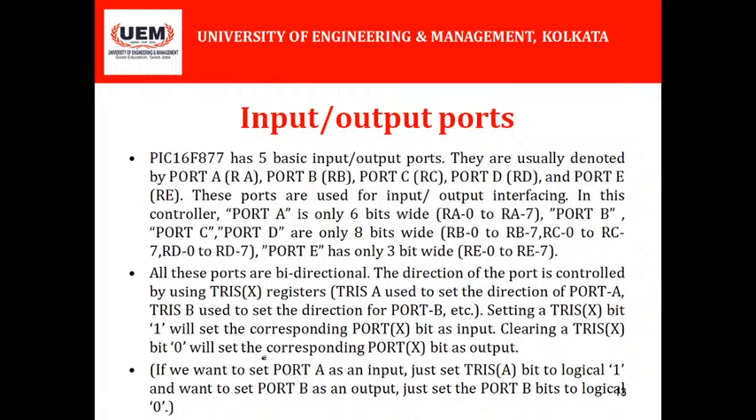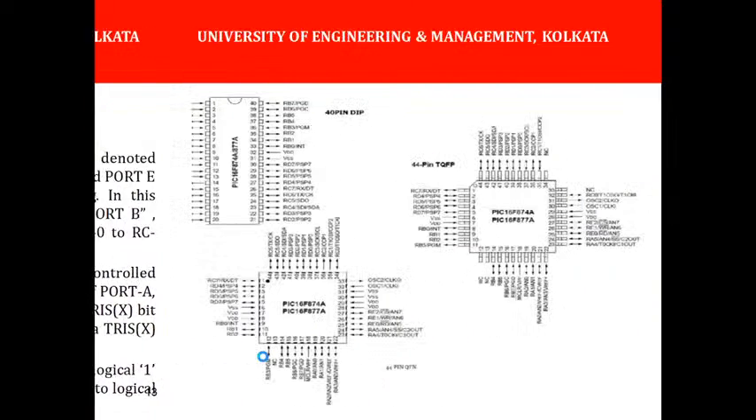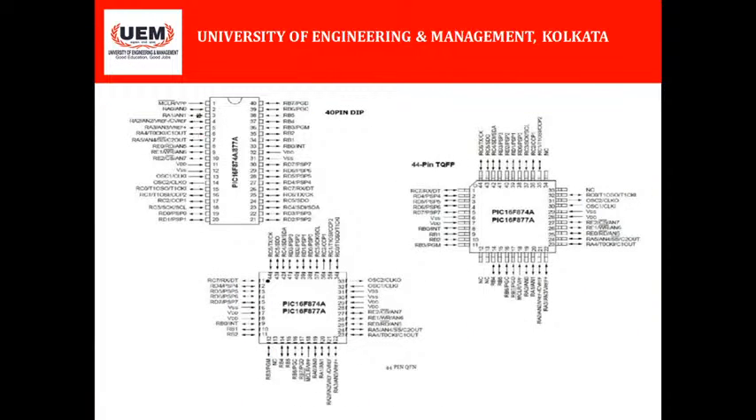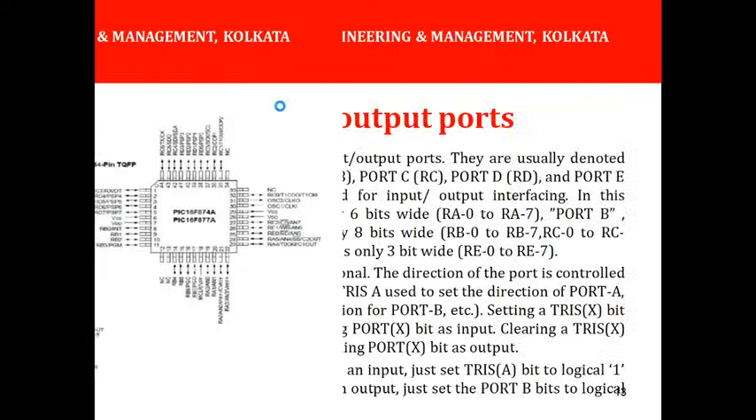All these ports are bidirectional in nature. As you can see, all the ports are bidirectional. Port A is bidirectional, look at that. Port E is bidirectional. Port C is bidirectional. Port D bidirectional. Port C bidirectional, and port B also bidirectional.